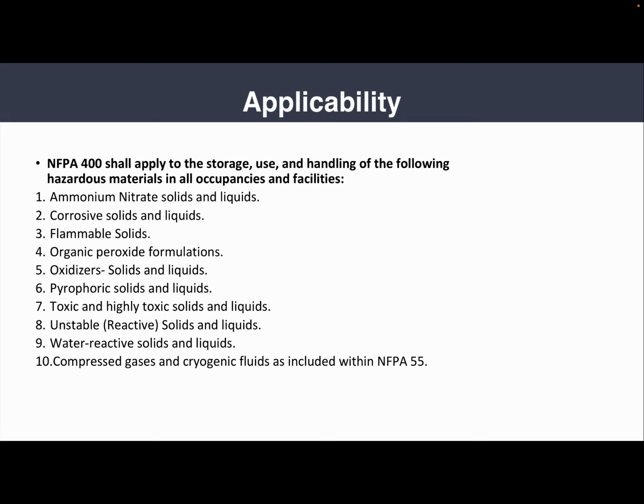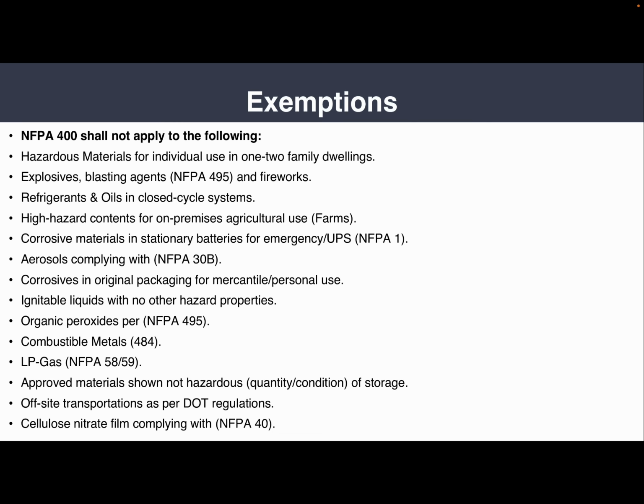However, the code also includes a number of exemptions. It does not apply to small quantities of hazardous materials used in private dwellings, explosives and blasting agents, which are governed by NFPA 495, refrigerants and oils in closed cycle systems, high hazard contents for on-premises agricultural use, corrosive materials, aerosols complying with NFPA 30B, corrosives in original packaging, ignitable liquids with no other hazard properties, organic peroxides per NFPA 495, combustible metals, LP gas, approved materials shown not hazardous based on the quantity and condition of storage, and off-site transportation as per DOT regulations, and cellulose nitrate film complying with NFPA 40.